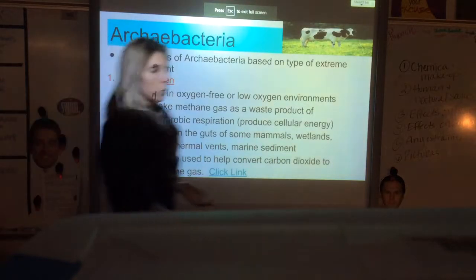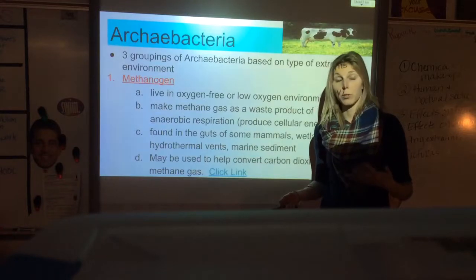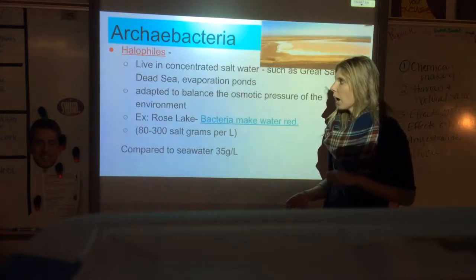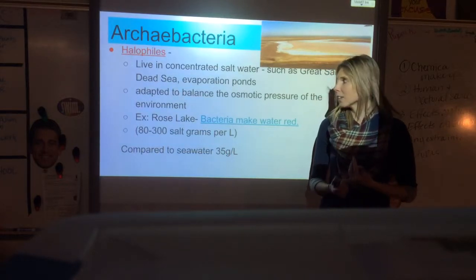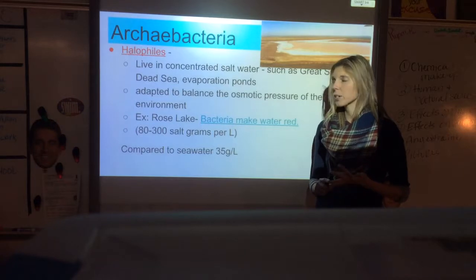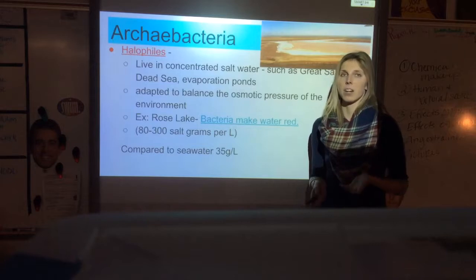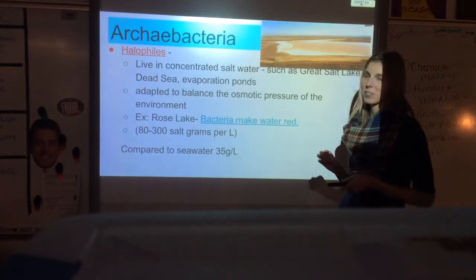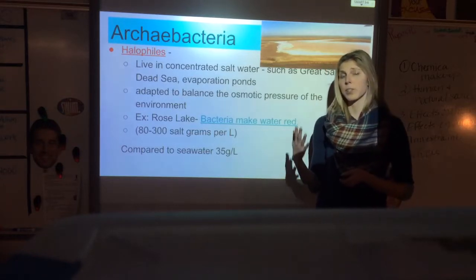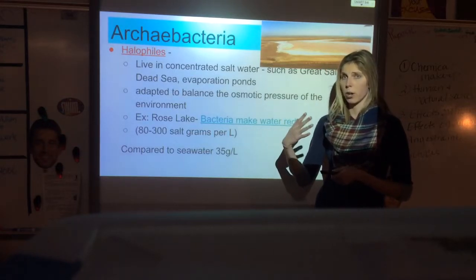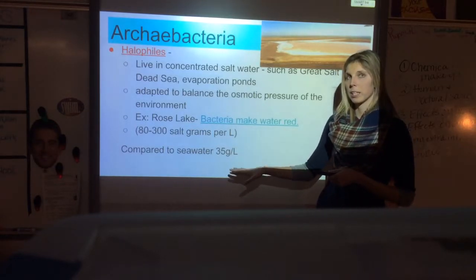All right, so that's just one advantage of using these particular types of bacteria to benefit us in the future. A second type of bacteria that falls into the Archaeobacteria kingdom is the halophiles. These bacteria are called extremists because they can live in areas that are very highly concentrated in salt. Just to give you a reference, average salt water, or our oceans, have about 35 grams of salt per liter.